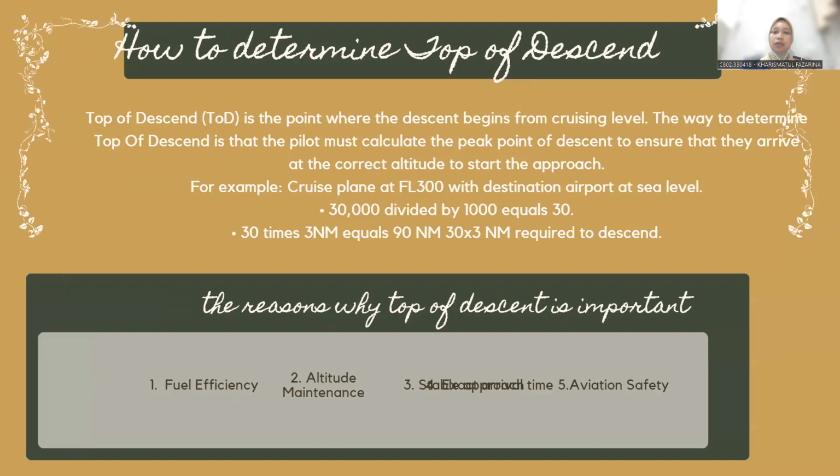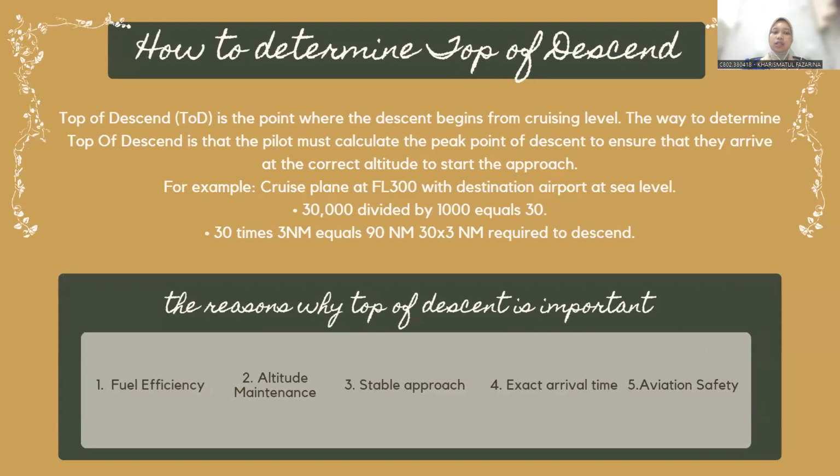How to determine top of descent? Top of descent, or TOD, is the point where the descent begins from cruising level. The way to determine top of descent is that the pilot must calculate the peak point of descent to ensure that they arrive at the correct altitude to start the approach.